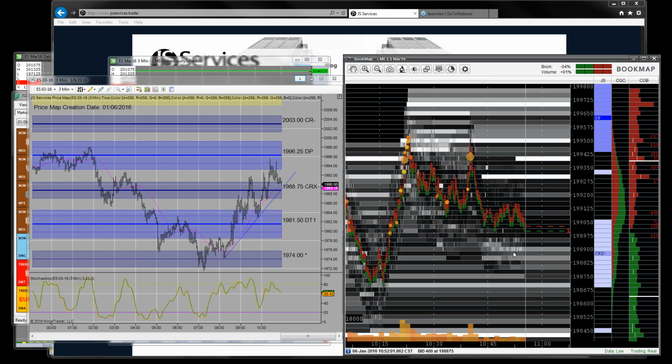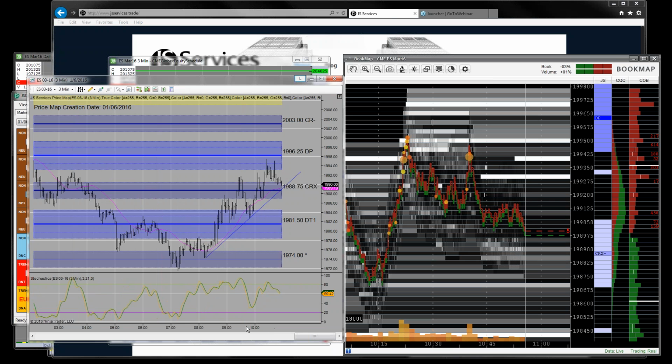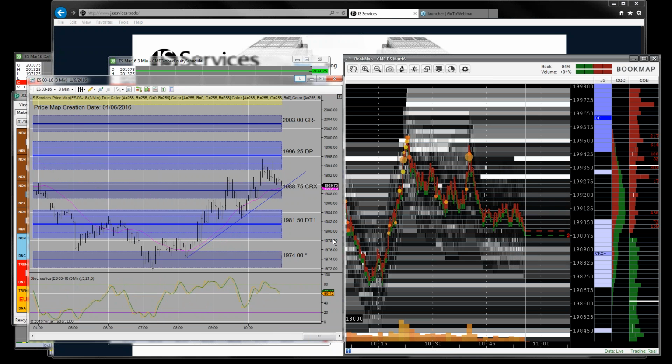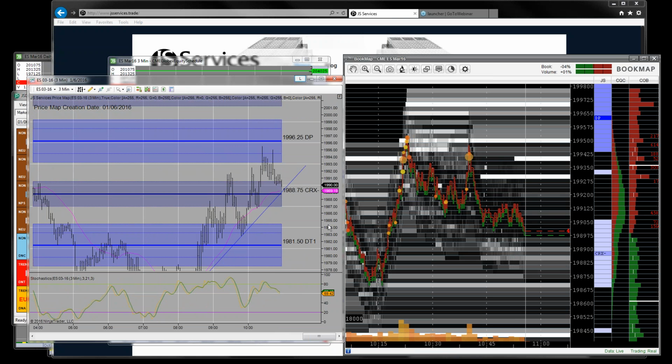Yeah. And just look at them lining up there on the bid, right at your CRX level there. It's just always uncanny to see that. Just right around there, that's where they want to buy, and see what happens when we get down there.